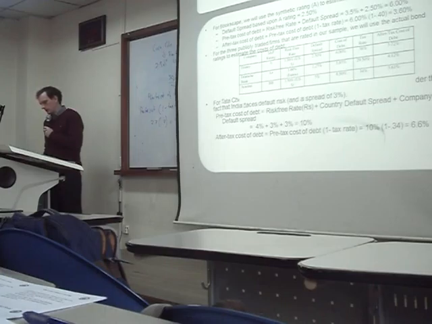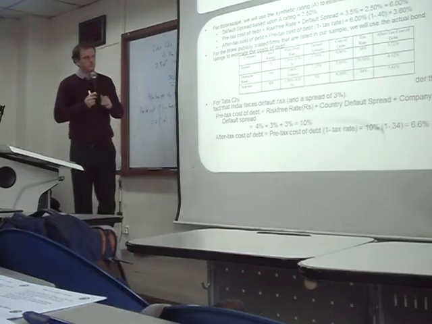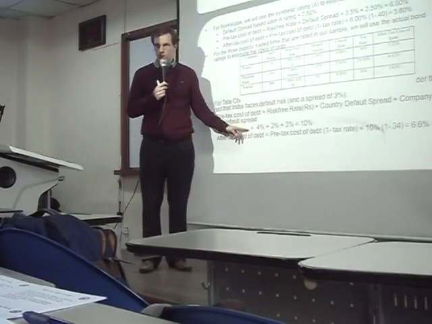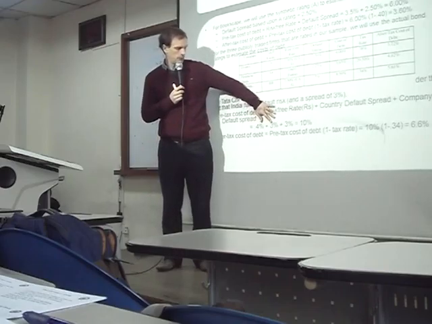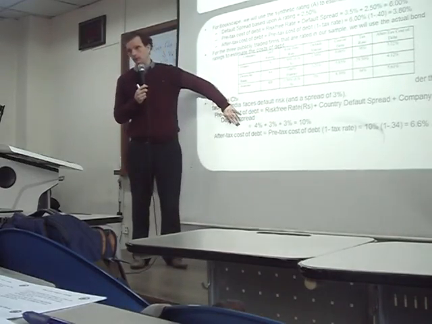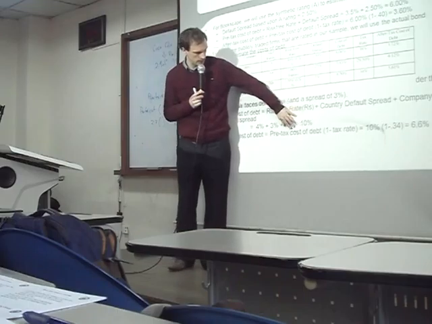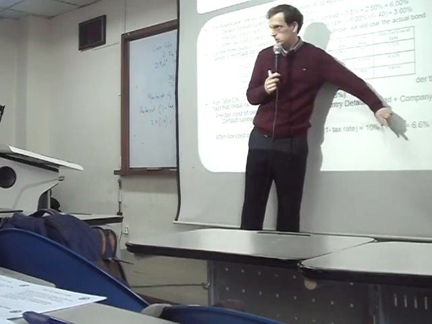So we looked at this company, Tata Chemicals. So we have the risk-free rate for India, plus the company risk, okay? But when we're doing it in India, we have to add back in again the country default spread, okay? So the cost of debt for this company is the Indian risk-free rate, which was 4%, plus the country default risk, because it's an Indian company, 3%, plus the company default spread we calculated from the synthetic rating, 3%, equals 10%. And then we find the Indian tax rate. After-tax cost of debt is pre-tax cost of debt times 1 minus the tax rate, equals 6.6%.